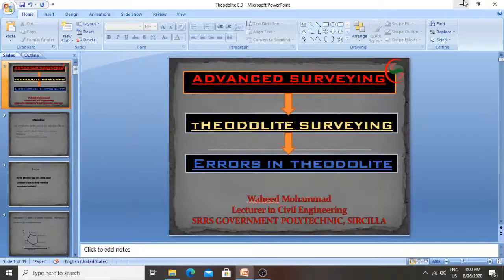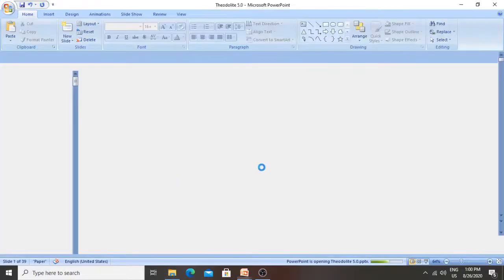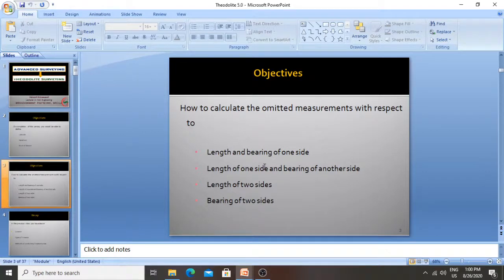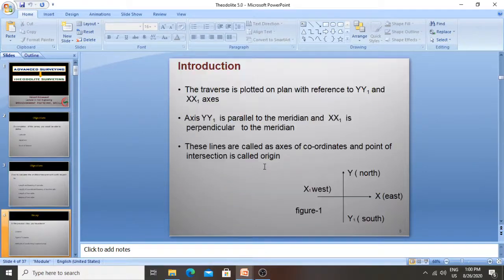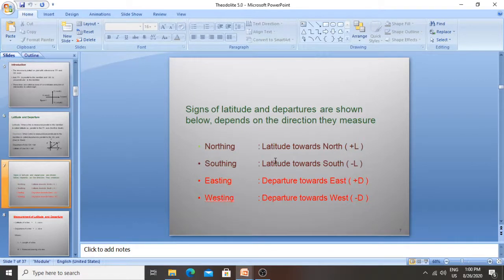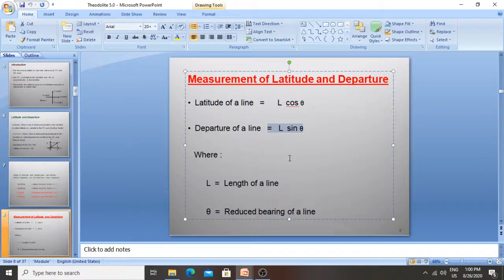And next, we have gone for day 5, with what do you mean by latitude and departure and closure of error. So in computation of traversing, we find out the latitudes and departures, that is L cos theta and L sin theta. Latitude means you will be having a northing and southing. Northing can be represented by plus, and southing by minus. Easting can be represented by plus, and westing by minus, that is departure. And this is the formula L cos theta and L sin theta.